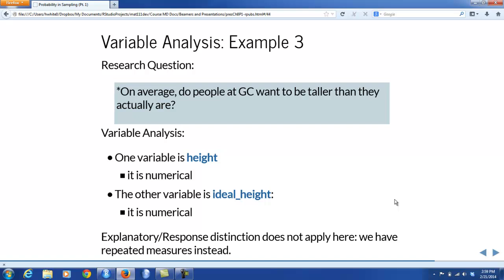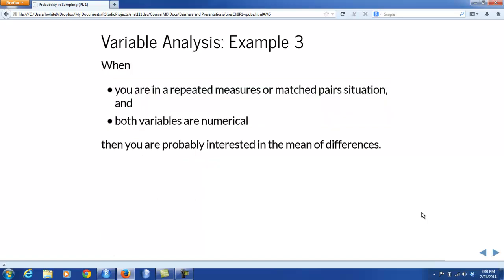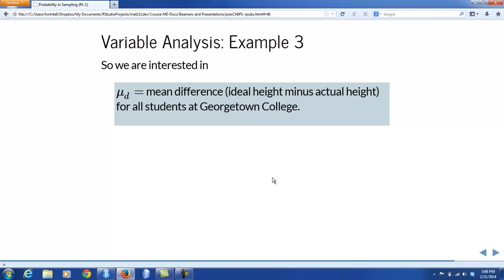What we've got here is repeated measures. There's two measurements taken on each person. What's your height? What's your ideal height? When you're in a repeated measures situation or in a matched pairs situation, and both variables are numerical, then you're probably interested in the mean of differences when it comes to a population. And that's what's going on here. We're interested in mu d, the mean difference, ideal height minus actual height, for all students at Georgetown College.